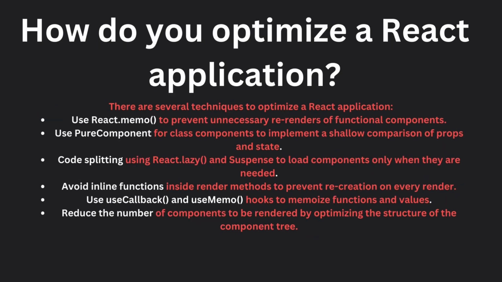How do you optimize a React application? Answer: there are several techniques to optimize a React application. Use React.memo to prevent unnecessary re-renders of functional components. Use PureComponent for class components to implement a shallow comparison of props and state. Code splitting using React.lazy and Suspense to load components only when they are needed. Avoid inline functions inside render methods to prevent recreation on every render. Use useCallback and useMemo hooks to memoize functions and values. Reduce the number of components to be rendered by optimizing the structure of the component tree.